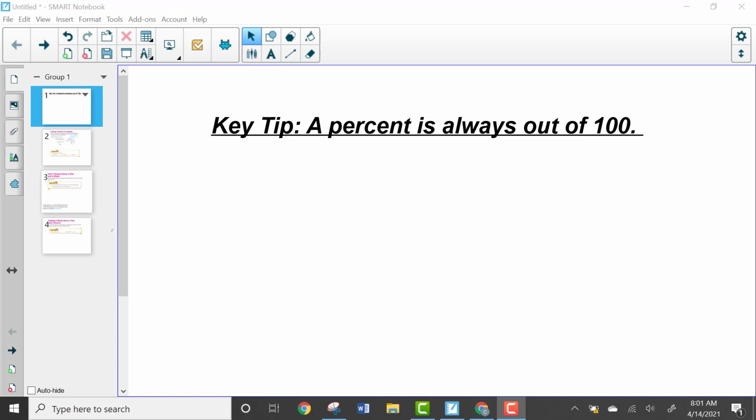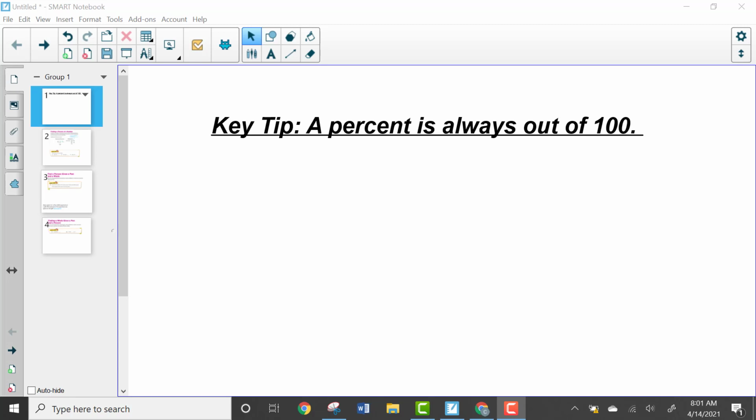Now, the key tip that I want you to understand at the very beginning of this video is that a percent is always out of 100. So whenever you're writing a percent as a fraction, you always have the percent as a numerator, and then 100 is going to be your denominator. Even if the percent is 150%, still always out of 100.